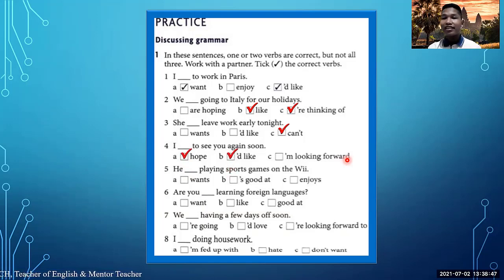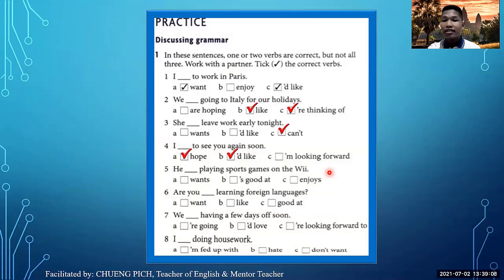Or the second correct answer is I would like to see you again soon. Okay, good. So let's take a look at number 5. He plus playing sports games on the Wii. So what is it? The answer A, B, C. So A wants, B is good at, C enjoys.